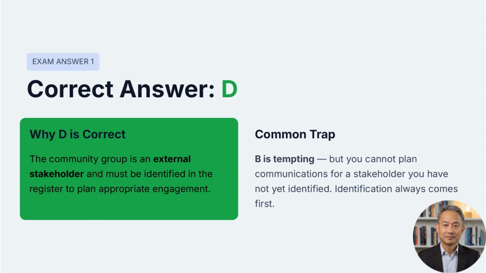Correct answer. D. The community group is an external stakeholder and must be identified in the register to plan appropriate engagement. Common trap. B is tempting, but you cannot plan communications for a stakeholder you have not identified yet.